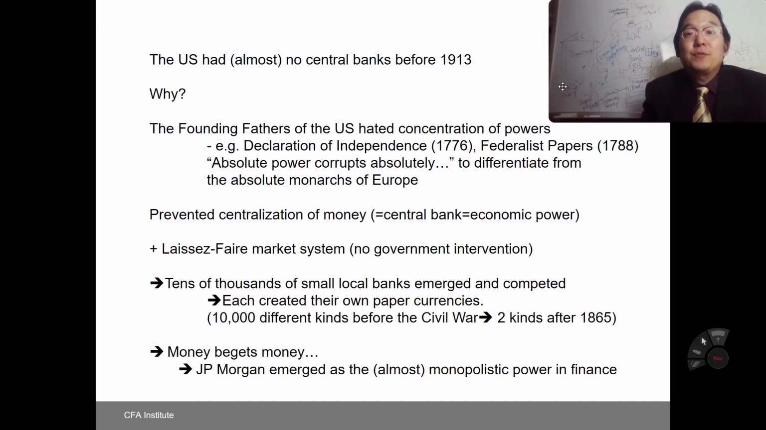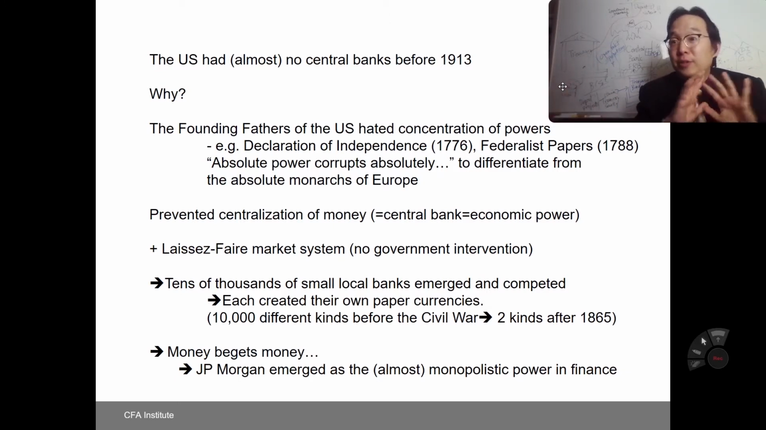Okay, why? The founding fathers of the United States hated the concentration of powers. For example, in the Declaration of Independence or the Federalist Papers, if you read those, that part of the history, they had this kind of philosophy. They were coming from Europe, but they wanted to stay away from the legacy system of Europe, the ancien regime, or anything that is corrupted because of the absolute power of absolute monarchism, right? We want to stay away from that, and we want to create our own democratic capitalist experiment in this newly found land. So absolute power corrupts absolutely.